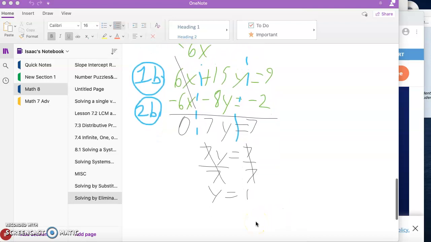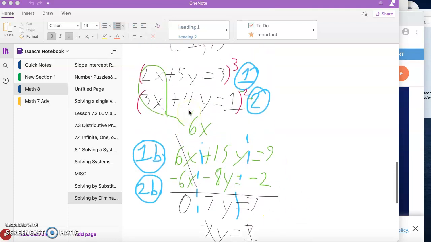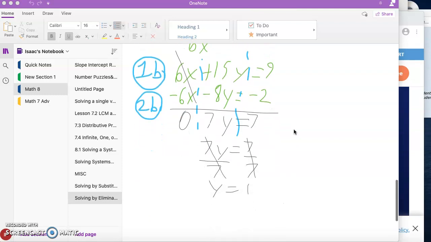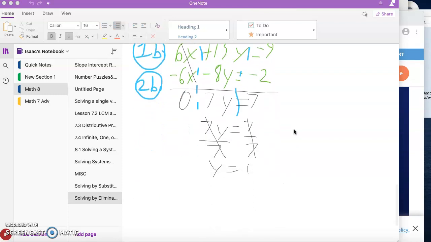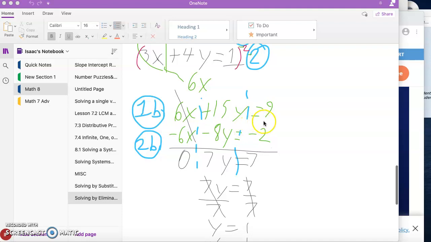And then I can substitute y back into the 1b that I created, the 2b that I created, the 1 that we had at the beginning, or the 2 that we had in the beginning. No matter what I do, I'm going to get that x equals negative 1. And my final answer will be (negative 1, 1). The big difference on this one was just that I had to multiply both equations by something to get a variable I could eliminate. Thank you.